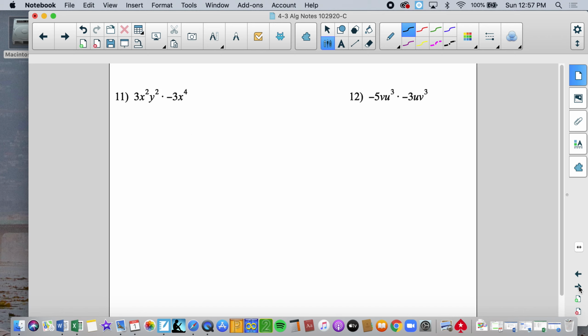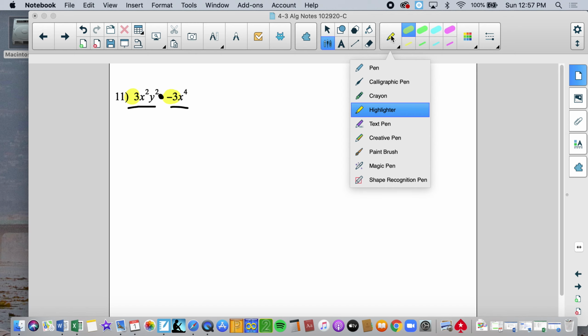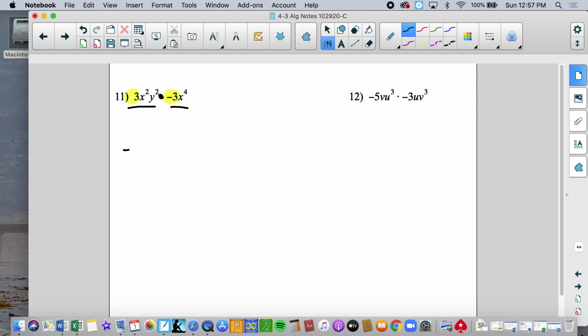All right, now we have multiple variables. This is still a monomial times a monomial. We're still multiplying monomials. We're still going to multiply their coefficients first. That is a positive 3 and negative 3, which gives me a negative 9. Now we are going to multiply like bases.